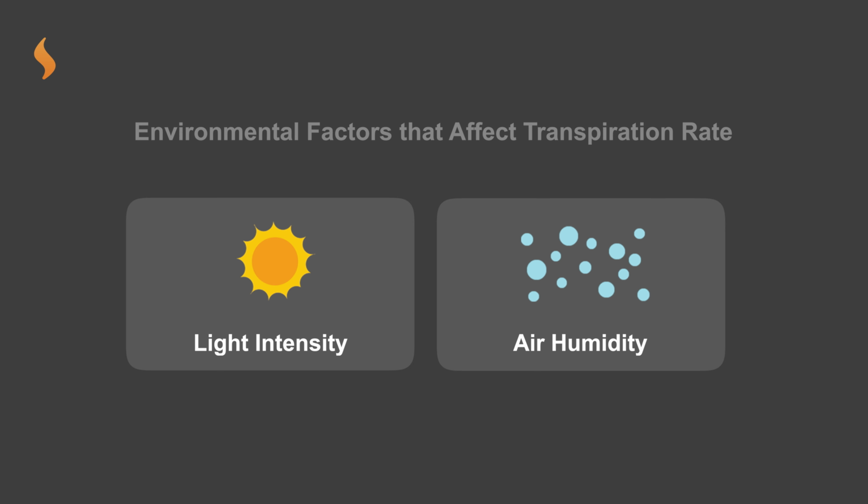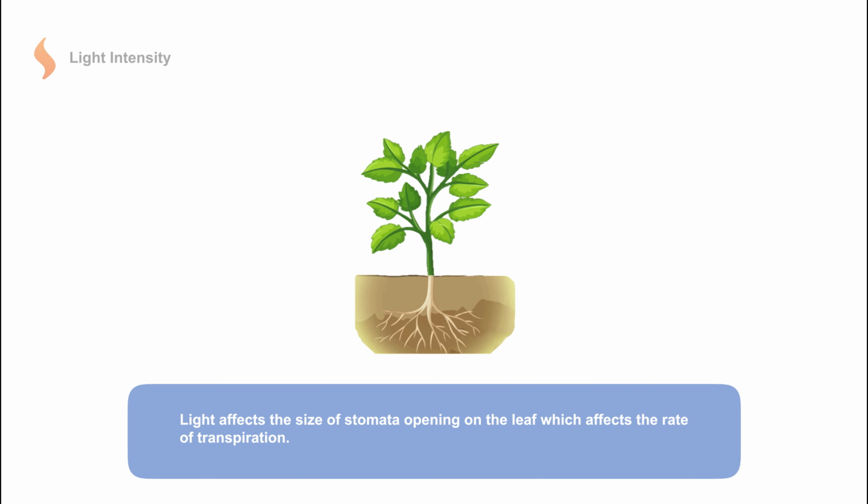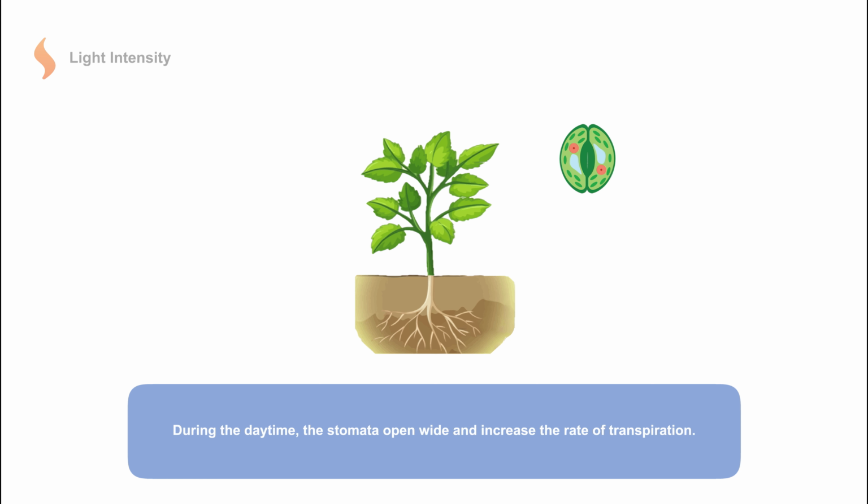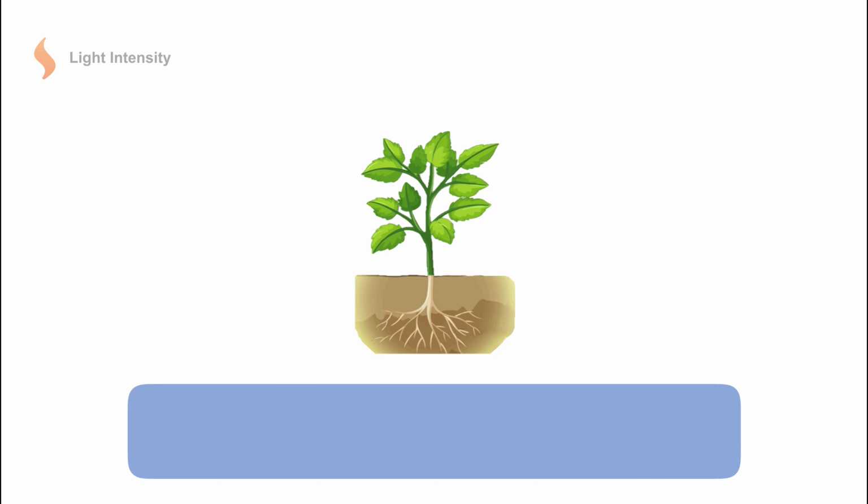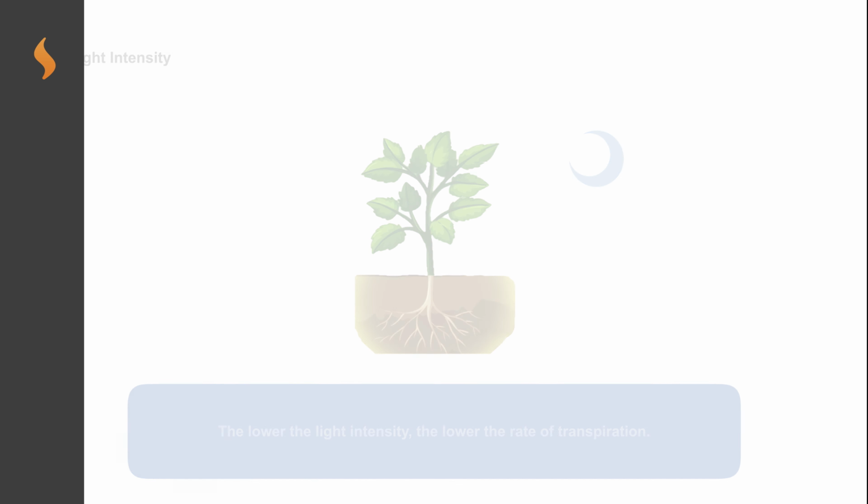Now, we will look at how light intensity can affect the transpiration rate. Light affects the size of stomata opening on the leaf, which affects the rate of transpiration. During the daytime, the stomata open wide and increase the rate of transpiration. During the night, the stomata close, and it reduces the rate of transpiration. The higher the light intensity, the higher the rate of transpiration. The lower the light intensity, the lower the rate of transpiration.